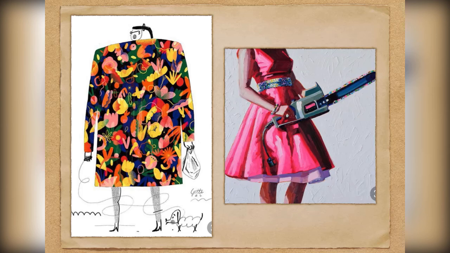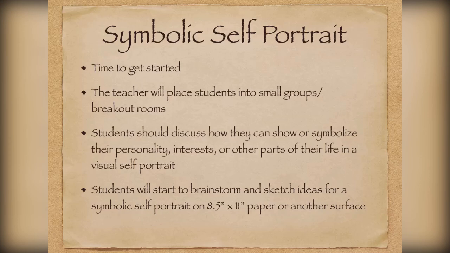So it's time to get started, and I'm going to be putting you into your breakout rooms. I want you to discuss how you can symbolize your personality, your interests, or other parts of your life in a visual self-portrait. Now, if you want to start drawing while you're talking to each other, so when I say discuss, I mean talk to each other, if you want to start sketching during this time, that's fine. I'll be giving you more information when you come back.